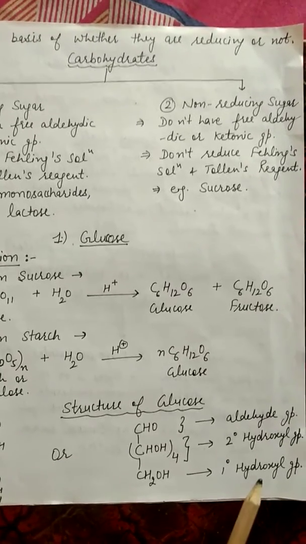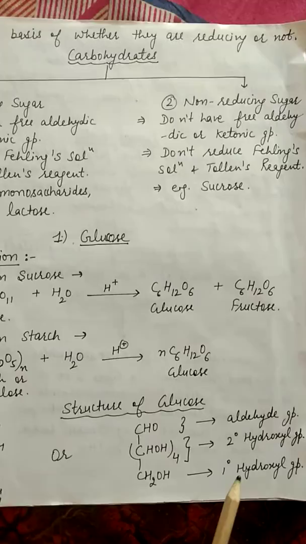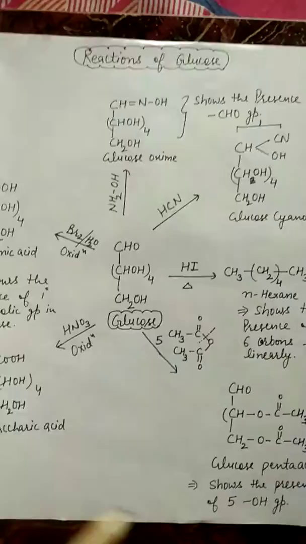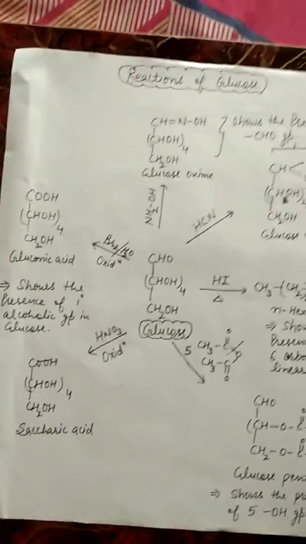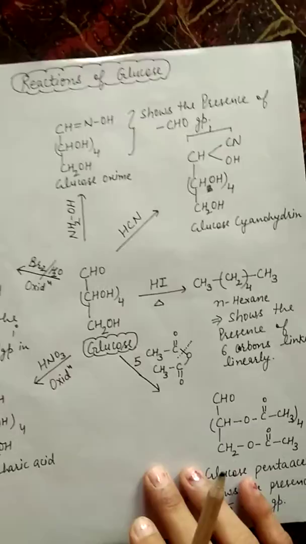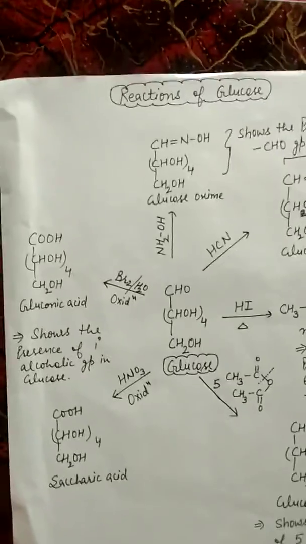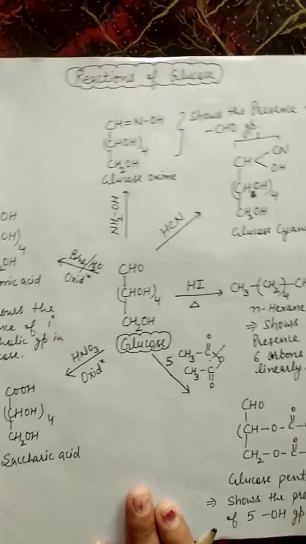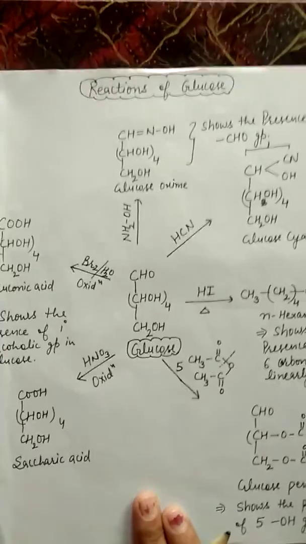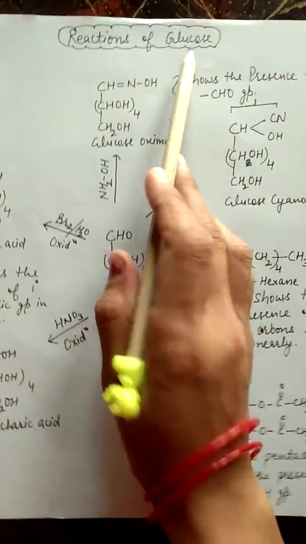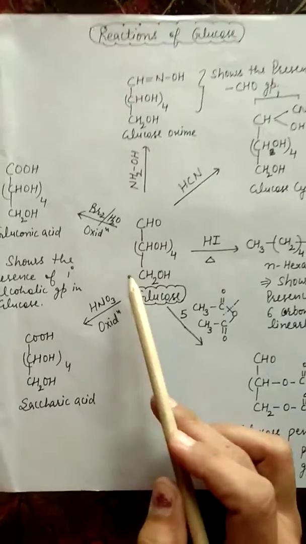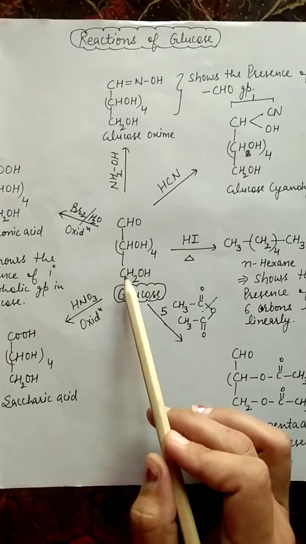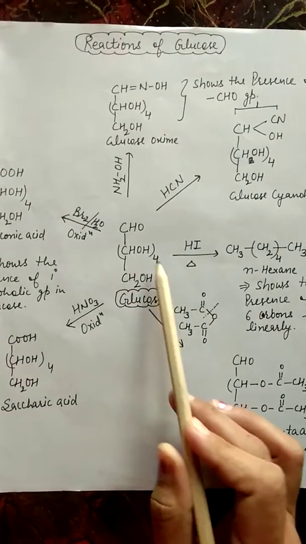How will you detect the presence of these hydroxyl groups and the aldehyde group? With the help of chemical reactions. Reactions of glucose. First of all, this is the structure of glucose. Short form: CHO, CHOH 4 times, CH2OH. This is the structure of glucose.